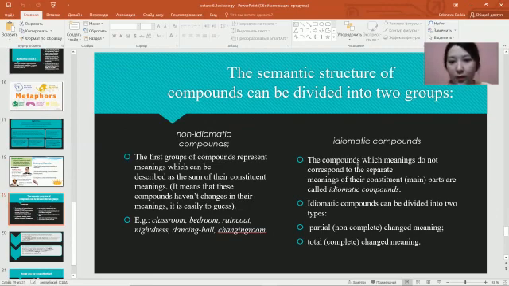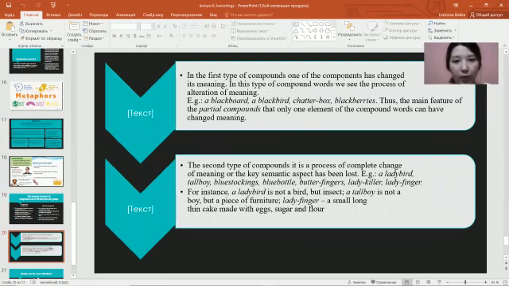And idiomatic compounds, the compounds whose meaning does not correspond to the separate meaning of their constituent parts, are called idiomatic compounds. Idiomatic compounds can be divided into two types: partial, non-complete changed meaning, and total, complete changed meaning. In the first type of compounds, one of the components has changed its meaning. In this type of compound words, we see the process of alteration of meaning. For example, a blackboard, chatterbox, blackberries. Thus, the main feature of the partial compounds is that only one element of the compound word can have changed meaning. And we can guess the meaning, the definition of the word.